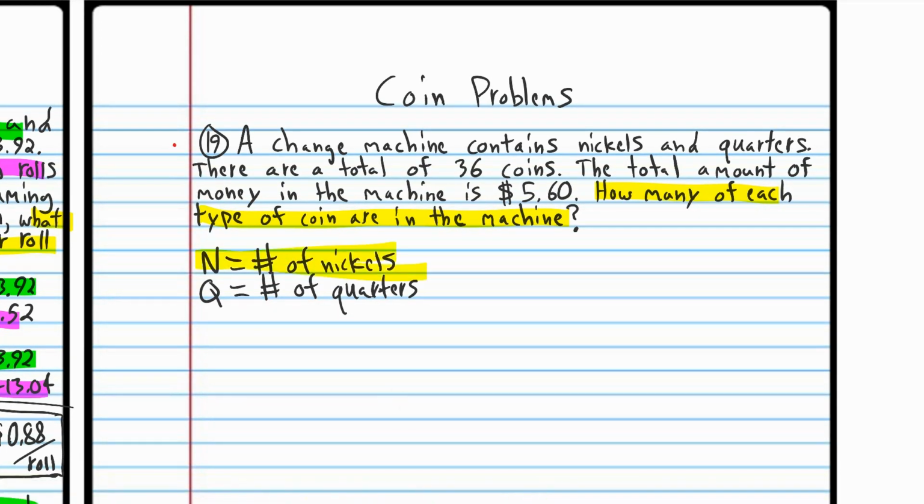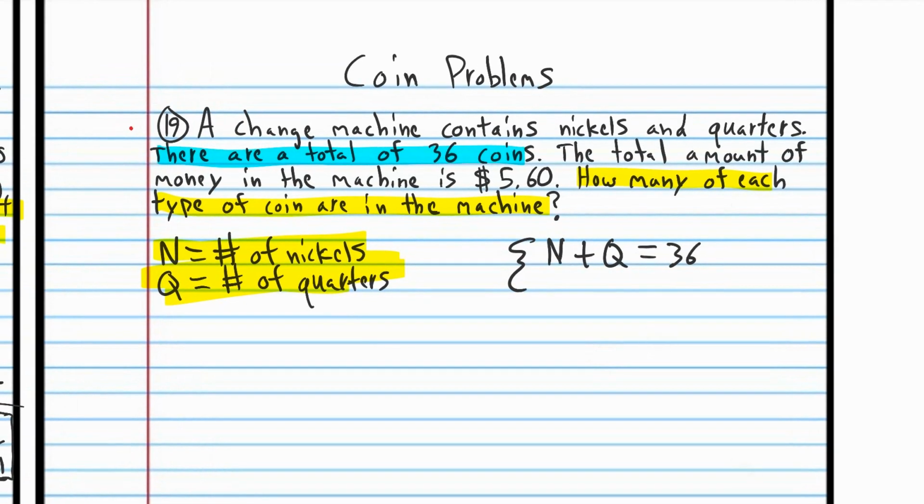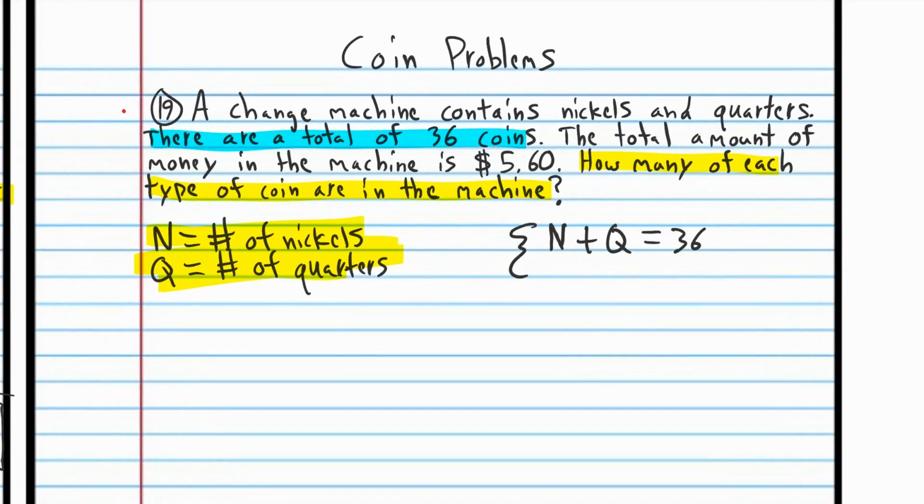All right, we got the first step done. So now we have an easy equation. There are a total of 36 coins. That's a really easy equation. So the number of nickels plus the number of quarters is equal to 36. They're all coins. Nickels and quarters are both coins, but they have different monetary values. So we got the easy equation done.